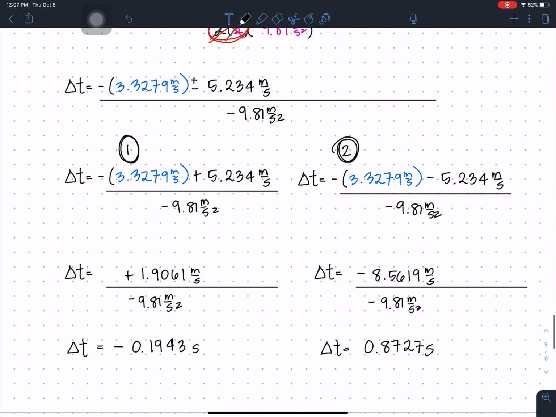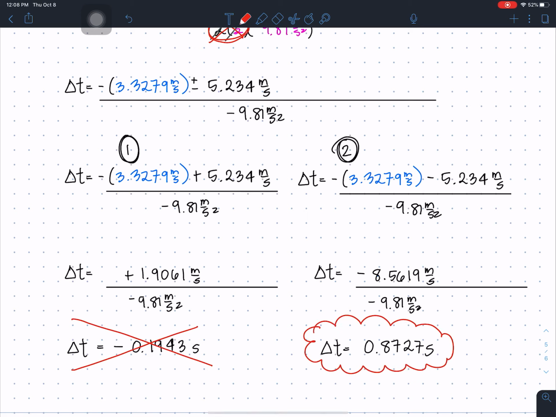So the two delta t's that we end up with are either delta t equals negative 0.1943 seconds or delta t equals positive 0.8727 seconds. Now remember that delta t can never be negative, so this is not an option for us. So that's how we know that this delta t is correct, and remember, you will only ever have one answer. You will never use the quadratic equation and get to the end of a problem and see two options for delta t that both work. Or hint, at least not yet, but we'll save that for another day.